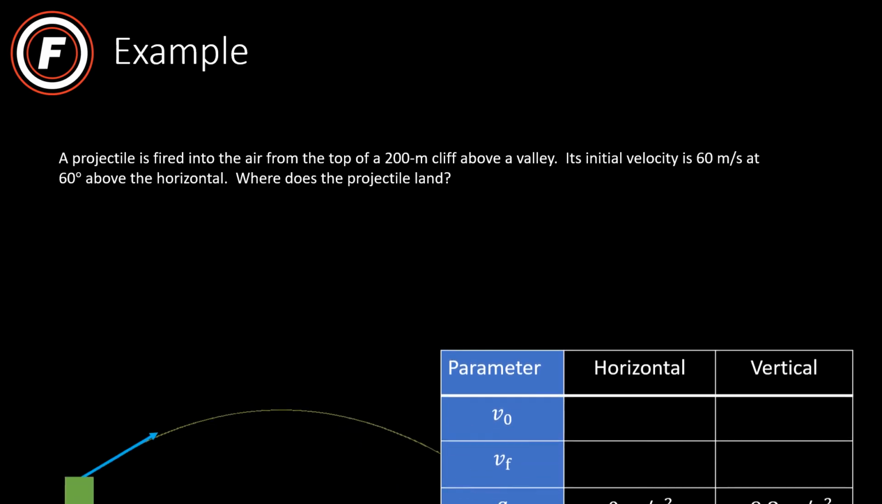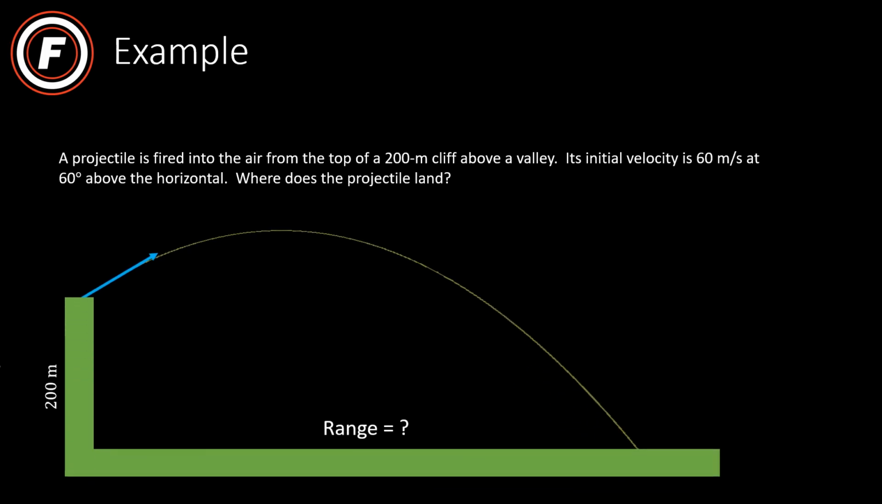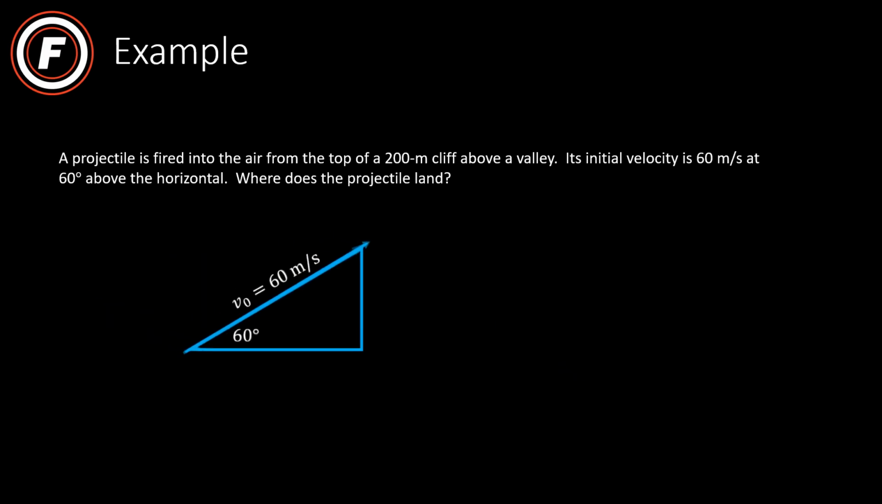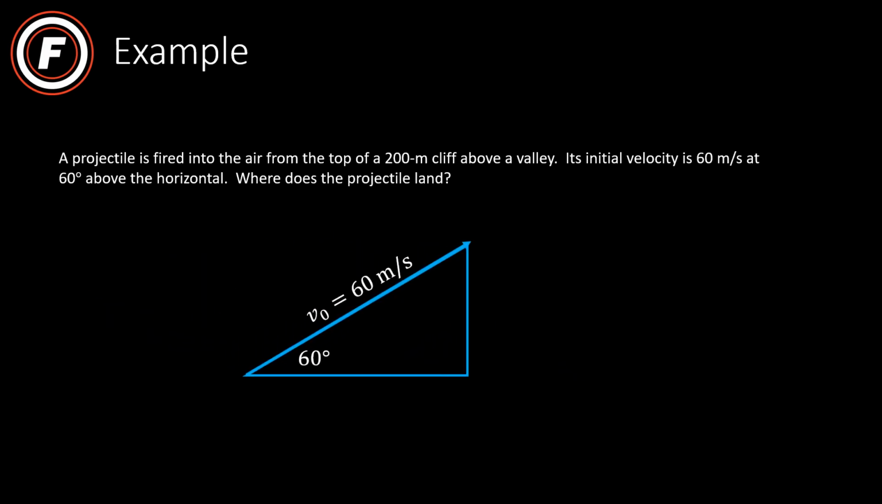Luckily, we covered how to break vectors into their component parts in my trig review video. Give that video a watch if you're unsure how to do this. The simplest way to break a vector down is to represent it with a right triangle. We know the vector has an angle of 60 degrees and a magnitude of 60 meters per second. We will call the vertical component of velocity Vy and the horizontal component Vx. From the trig review video, we can use sine and cosine to determine these components.